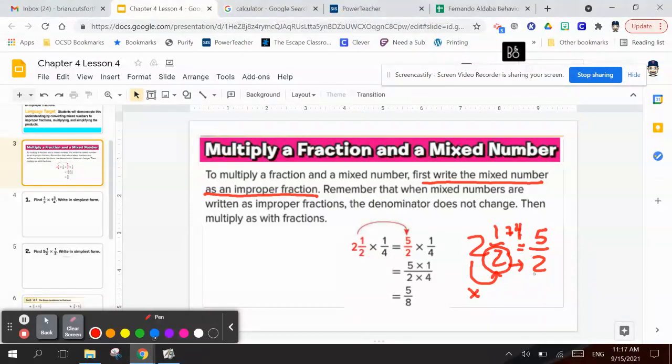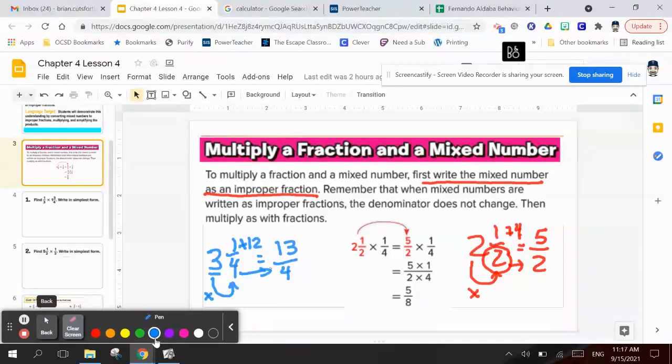The 2 stays the same as my denominator. Okay, let's try another one. Here is 3 1/4. Same thing, whole number times the denominator. 3 times 4 is 12. I add that to the numerator. 1 plus 12, 13. 4 stays the same as my denominator. So 3 1/4 is the same as 13/4.